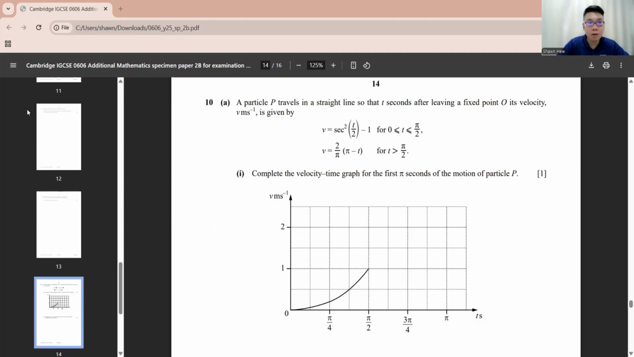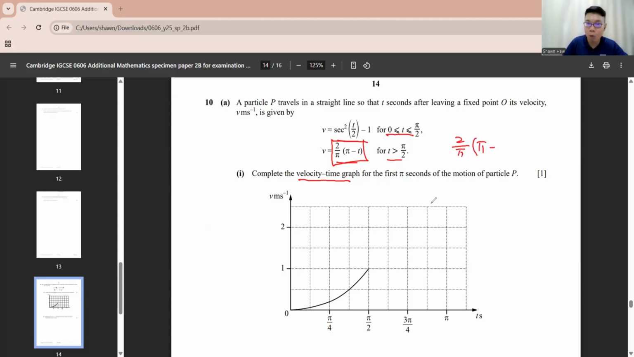Question 10. The question mentioned a particle travels in a straight line. So they give you the velocity for this time, this time, and this. They ask you to complete the velocity-time graph. The first part they already drew for you, so you just need to draw here. And this is a calculator paper, so you just key in the calculator: 2 over pi, pi minus the time.